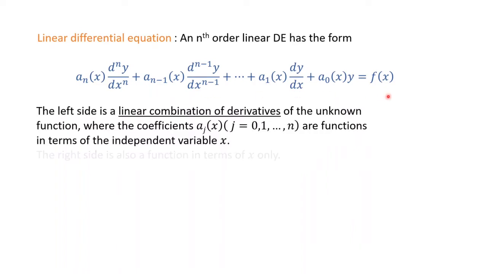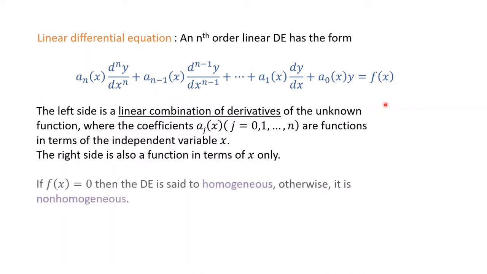And then what's left over on the other side should just be a function in terms of x only. And as a follow-up definition, if what is left over, this f(x) term, is 0, so if there's nothing left over, then the differential equation is called homogeneous. Otherwise, it is non-homogeneous.